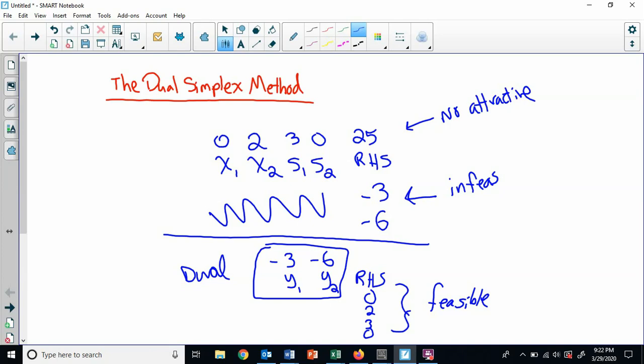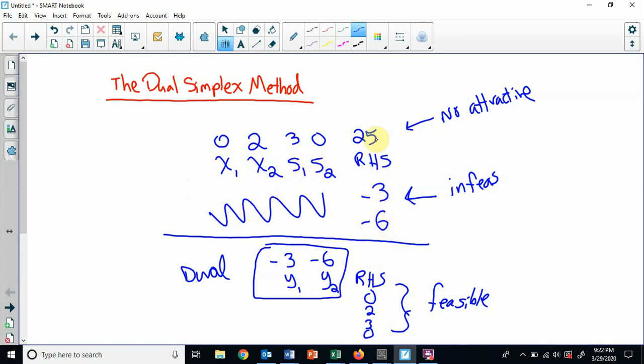We're going to use these things in the primal. We're not going to write the dual. We're just going to do dual pivots with the primal simplex table. We're going to say, hey, this is infeasible, let's do a pivot. Hey, this is infeasible, let's do a pivot.